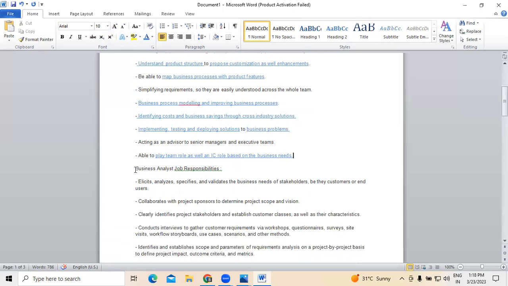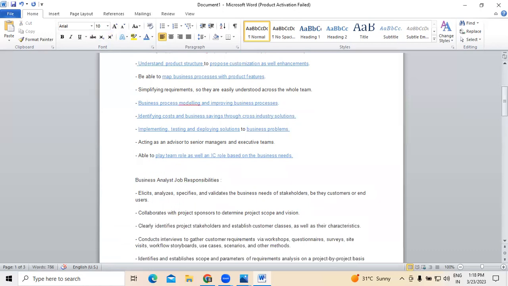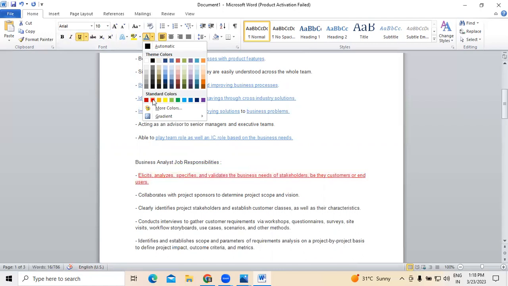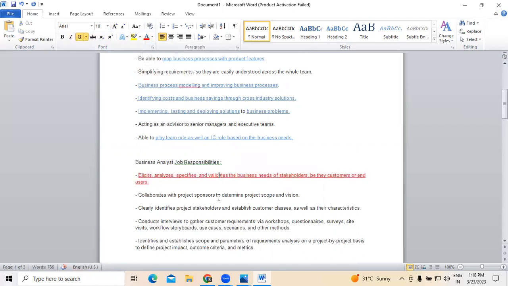Next, I've taken some other job descriptions, of course, I'm taking two or three and comparing them so that you'll have an idea over this. Illustrating, analyzing, specifying, validating business stakeholders and customer needs. This is something common, right? This has nothing to do with any technology or domain, which is a common responsibility.